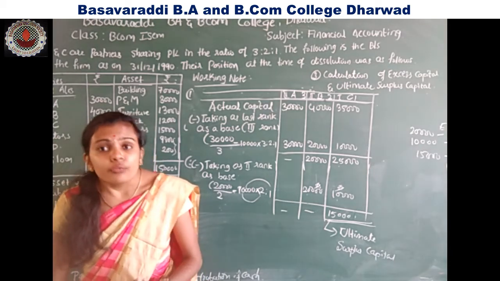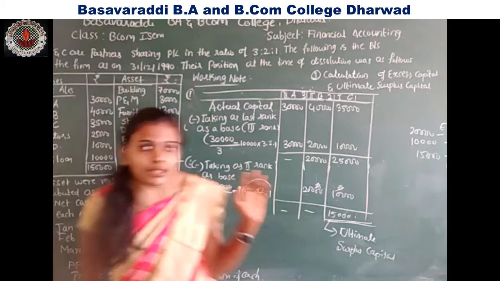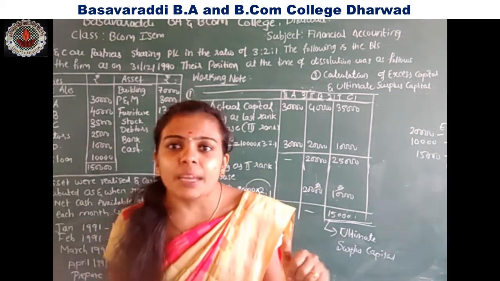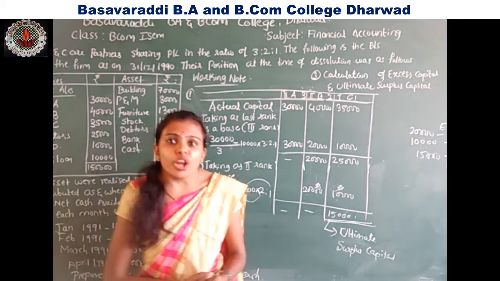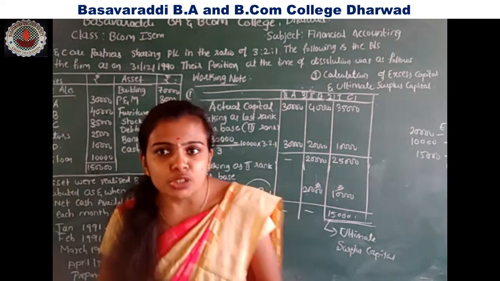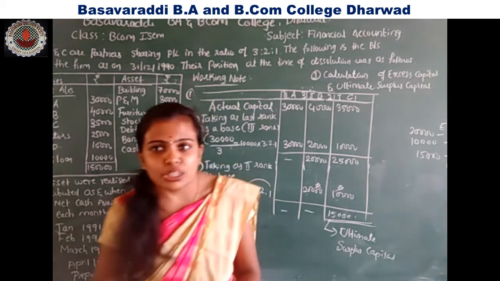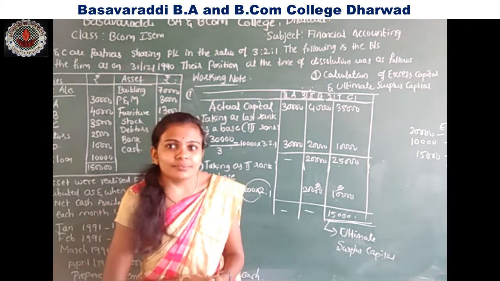Now, I hope we have understood how to calculate the actual capitals and then ranks, as well as ultimate surplus capital as well as excess capital of a partner. Now we have to prepare the statement showing piecemeal distribution of cash. Let us start the chart.